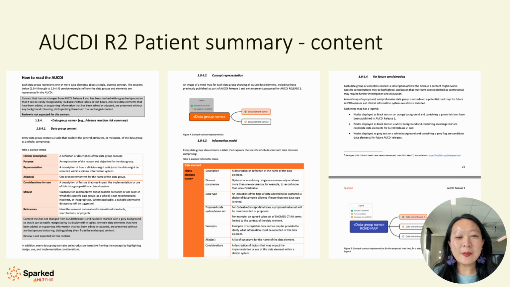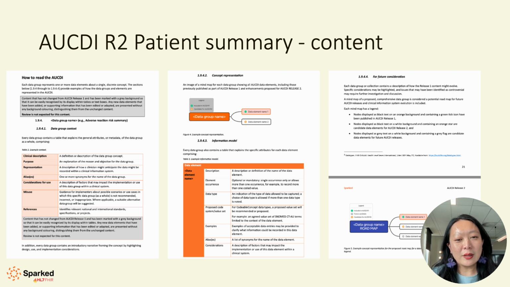Each data group has explanations around the context to understand the group's purpose and reflects a lot of discussions held at the clinical design group meetings, followed by a concept representation that shows the individual data elements belonging to the data group. It then goes into the detailed data model with the various attributes associated with each data element, such as their data type or the recommended terminology value sets. At the end of each data group is a for future consideration section, which has a strawman model to demonstrate other potential data elements for consideration that could be included in future AUCDI releases.